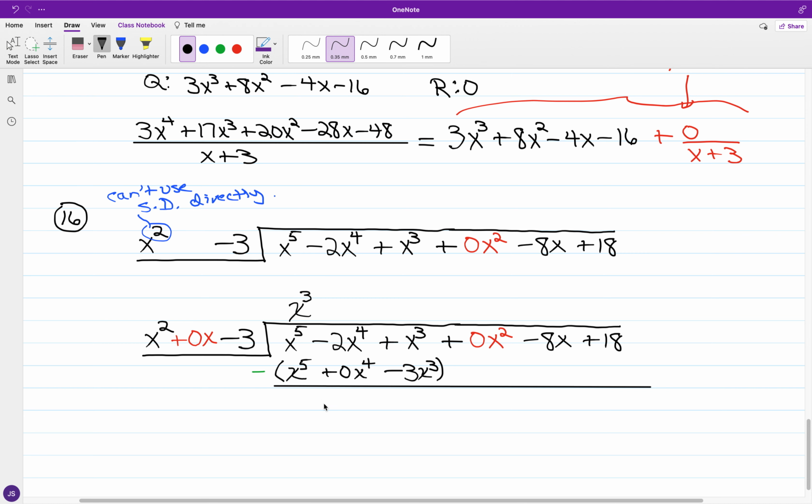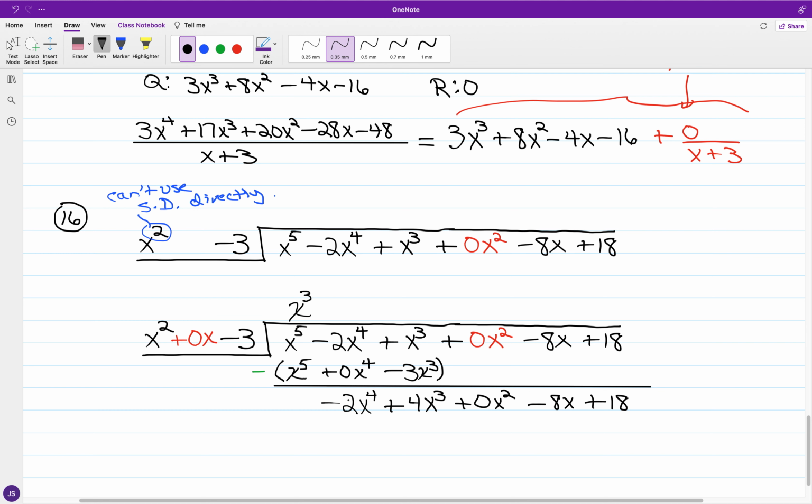Now nothing gets taken away from minus 2x to the fourth, so this will be the leadoff term in the next round. And we have x cubed, and what is going to be plus 3x cubed, so I have 4x cubed. I can bring down the remaining terms originating from the dividend.